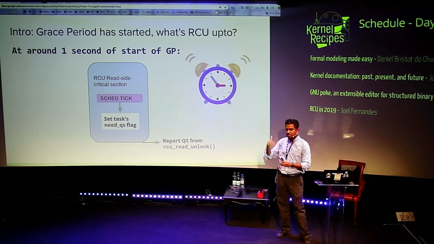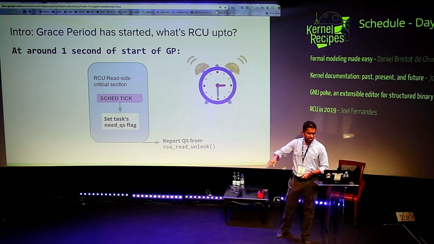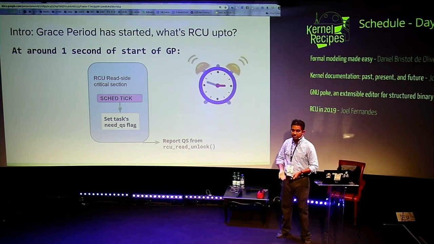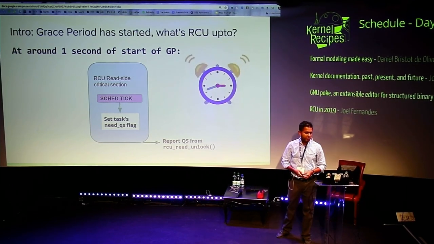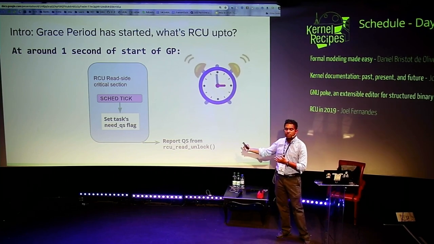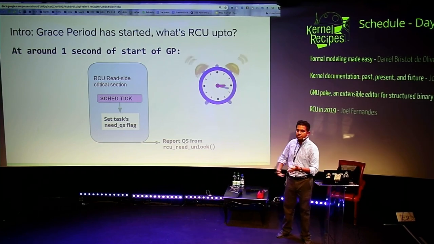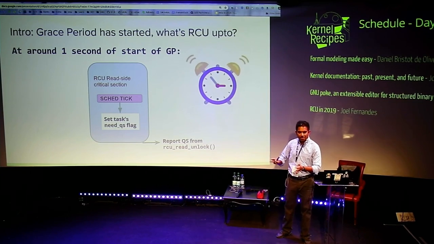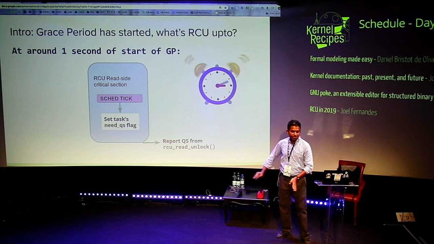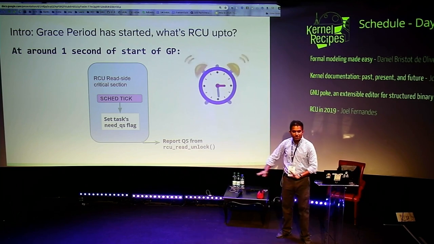The scheduler tick happens when we are in an RCU reader section. In the RCU reader unlock, we can actually do more. We don't normally do anything from RCU read unlock because we want to keep it cheap. But if the tick notices that the grace period is blocked for so long, it sets this flag that the RCU read unlock notices, and it reports a quiescent state from that unlock path.